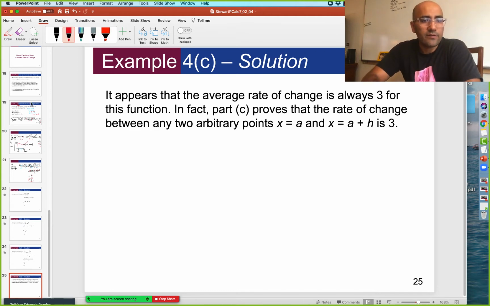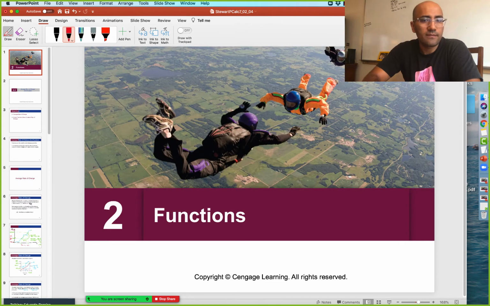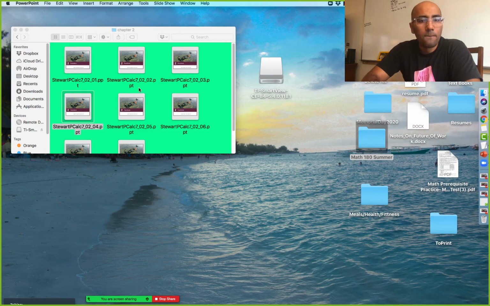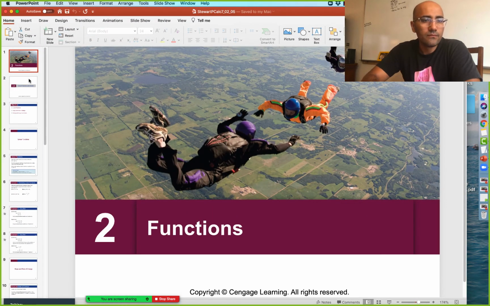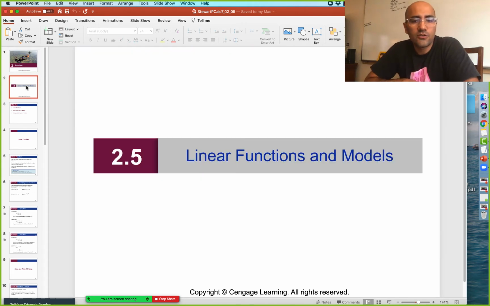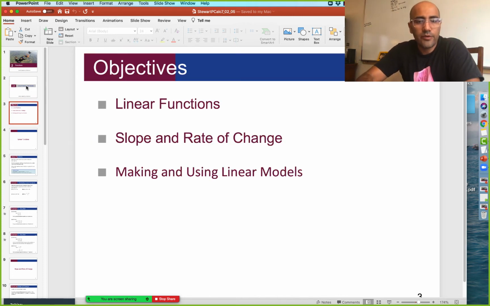All right, that's it for average rate of change. Any questions? Okay, so let's move on then. Section 2.5, linear functions and their models. That should also be pretty easy. So linear functions, the slope and the rate of change, and making and using linear models.